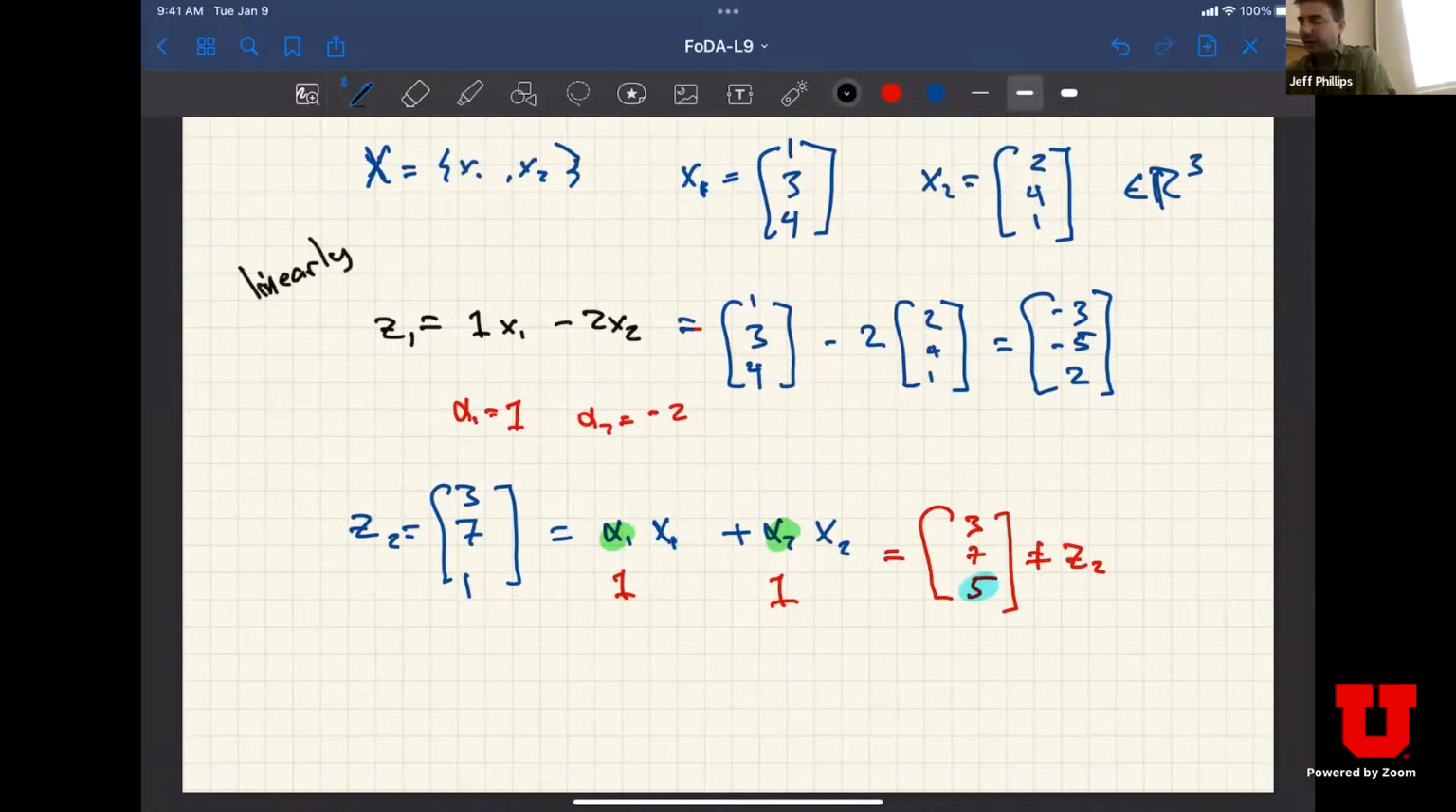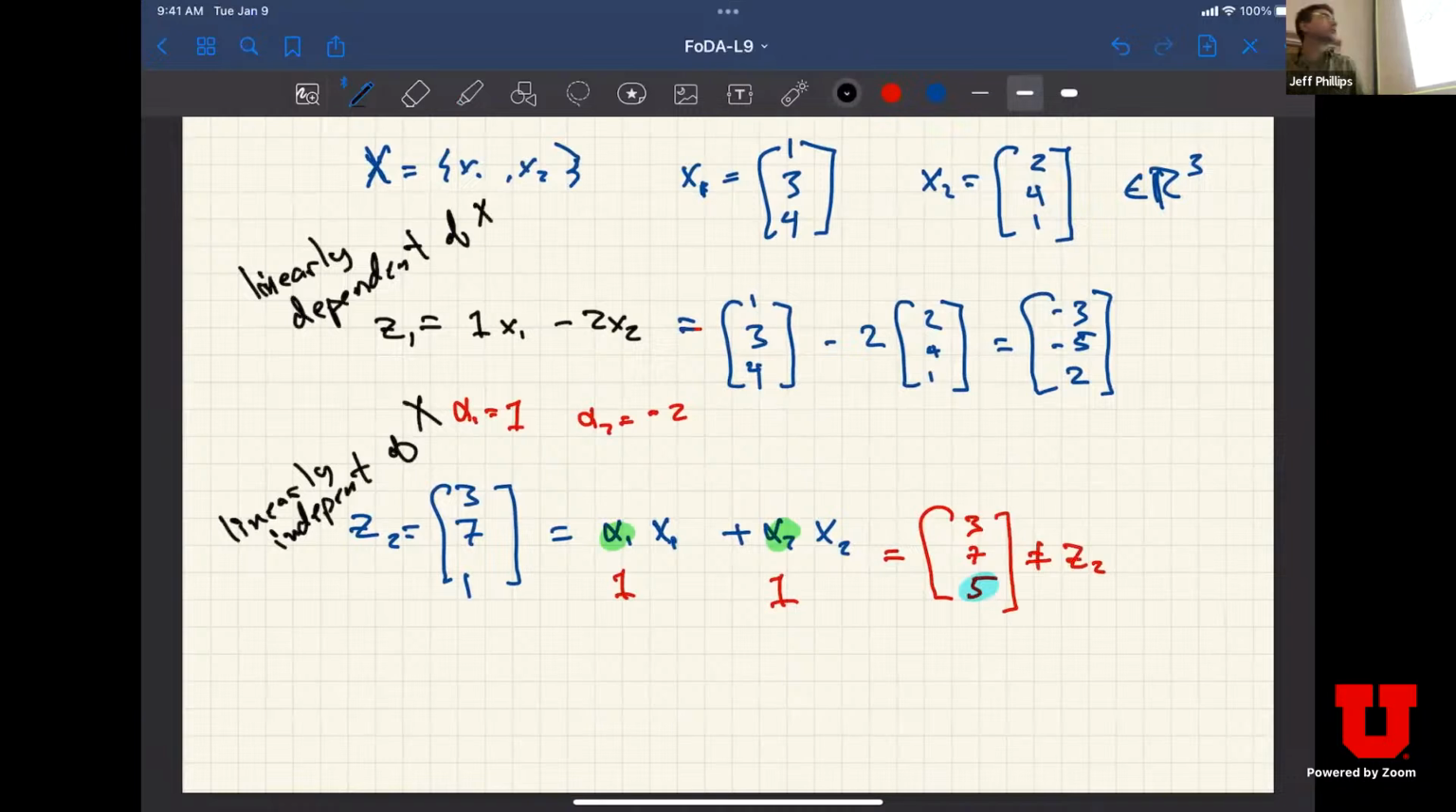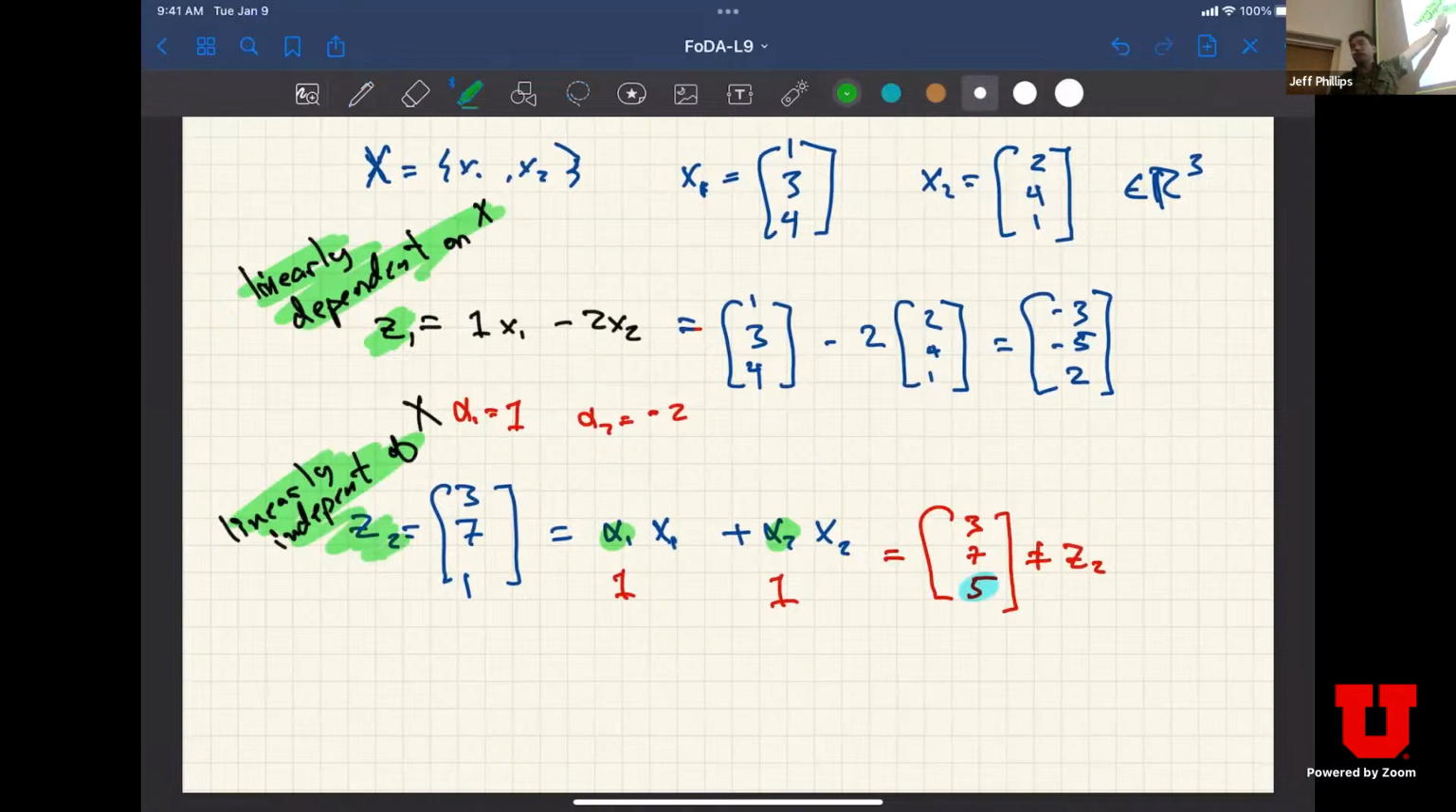This Z1 is known as linearly dependent, and this Z2 is linearly independent of X, right? So Z1 is linearly dependent on X because I can write it as a linear combination of the vectors in X. And Z2 is linearly independent of X because I can't write it as a linear combination. Okay, so this is an example.